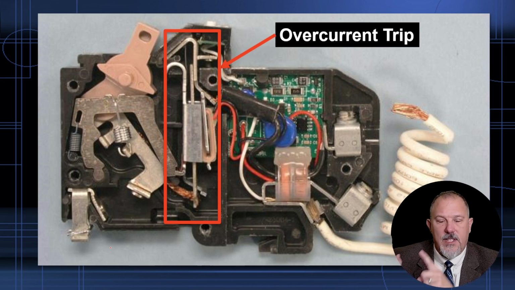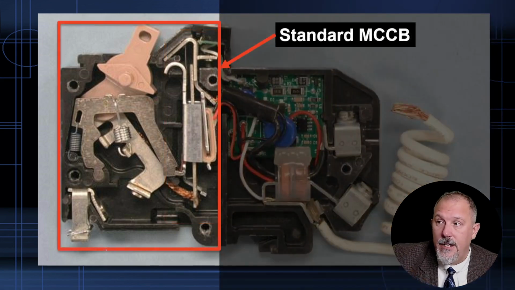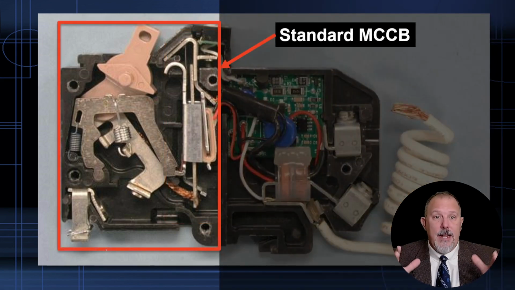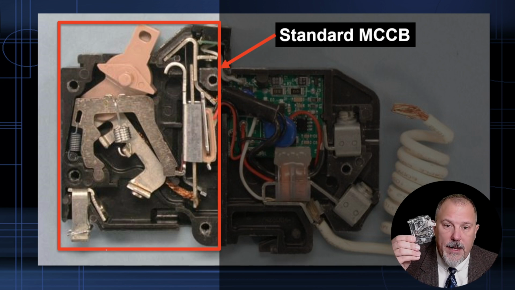What's highlighted here is that portion of the circuit breaker which does the thermomagnetic protection, your overload and short circuit protection. That highlighted portion is a standard thermomagnetic circuit breaker. That is a UL 489 device. This is a standard thermomagnetic circuit breaker.